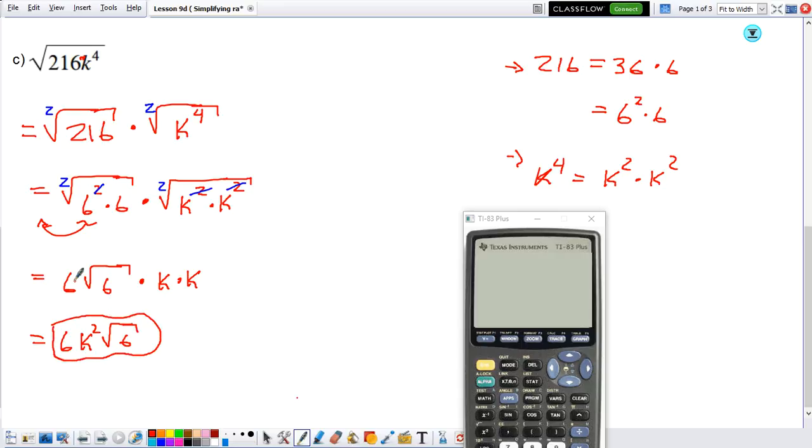Because essentially what you're doing, you're having a big multiplication here. You have 6 times square root of 6 times k, but this k times k equals k to the second. So essentially you have 6 times square root of 6 times k to the second, which is just 6k squared square root of 6.